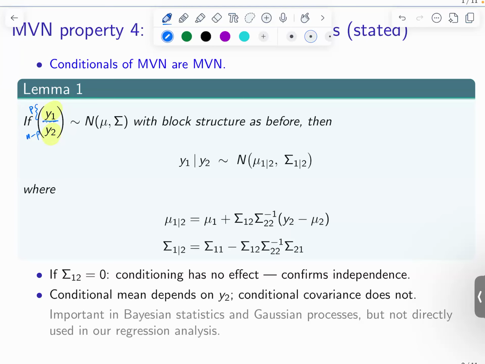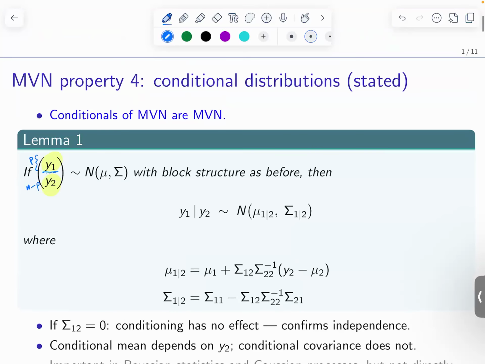So this, for example, is an n-dimensional vector. So if you remember, we can partition a vector. This is like n by 1. And so y1 would be p, let's say. This would be n minus p. So each piece is a vector. And then if you partition the covariance matrix accordingly, you'd get sigma 1,1, sigma 1,2, sigma 2,1, sigma 2,2. And so each piece is going to be a matrix.